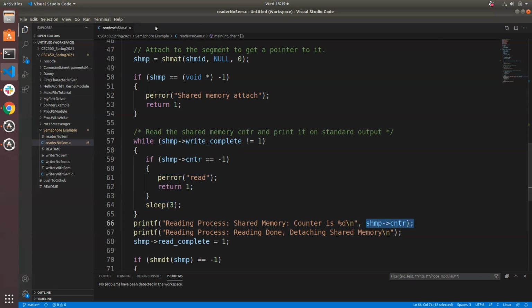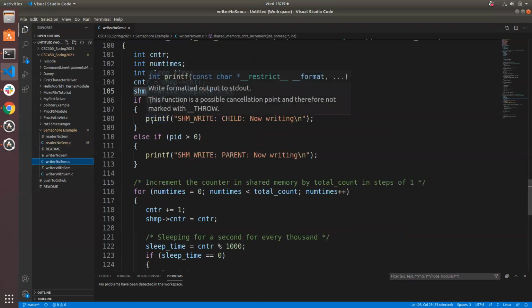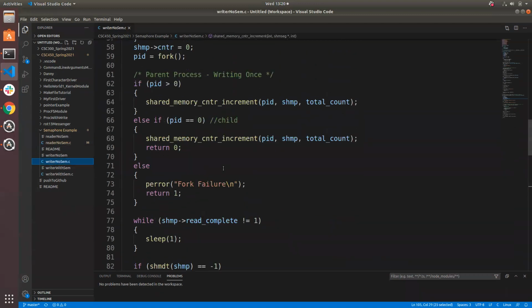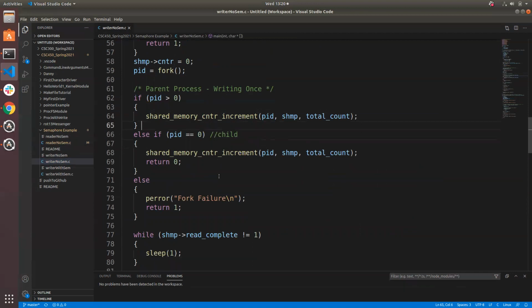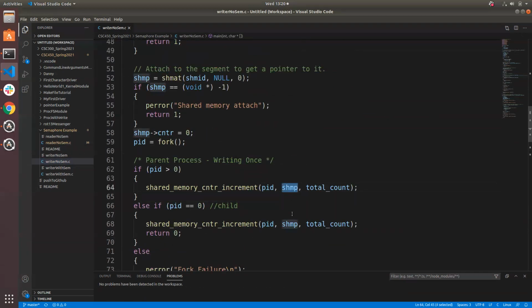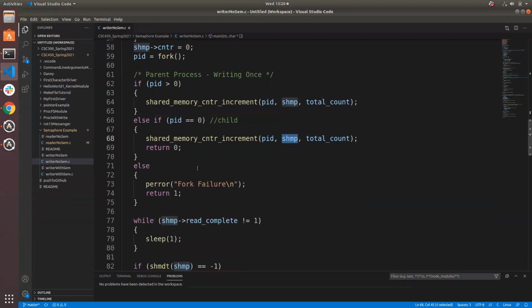Now the writer is spawning off a child process, so we have a parent and a child both competing over that shared memory. That's this one here, writer no sem. Up top is where we duplicate the process. If our PID is greater than 0, that means we're the original, and we call this counter increment. Keep in mind that both are the same, identical places in shared memory.